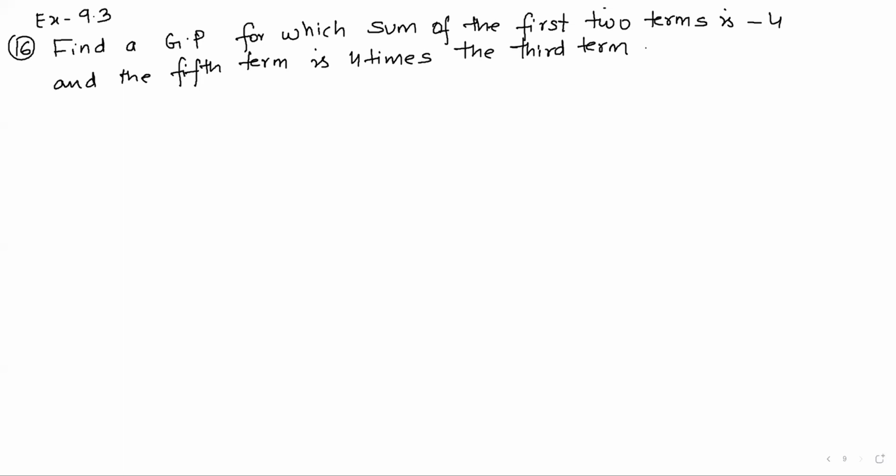If anyone has any doubt, you can tell me. I will solve this question. Sir, please show us how to do this. Sir, give me a hint once, I will try and tell you. Okay, okay, not yet. Okay, very good. So find a GP for which the sum of the first two terms... Okay Noma, what does this mean? Sum of first two terms: A1 plus A2 is equal to -4. And the fifth term A5 is equal to 4 times the third term.